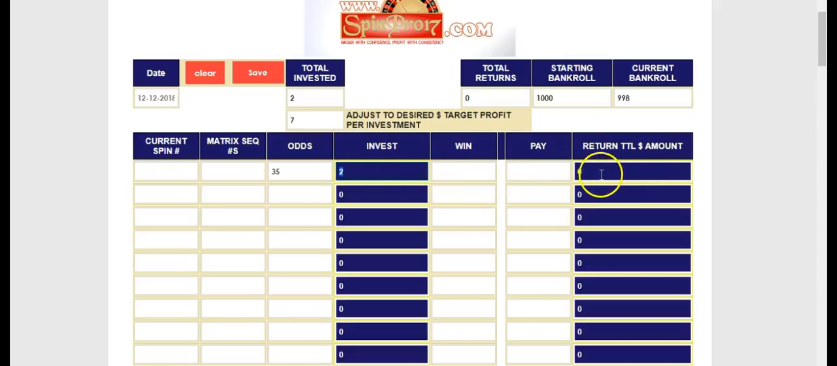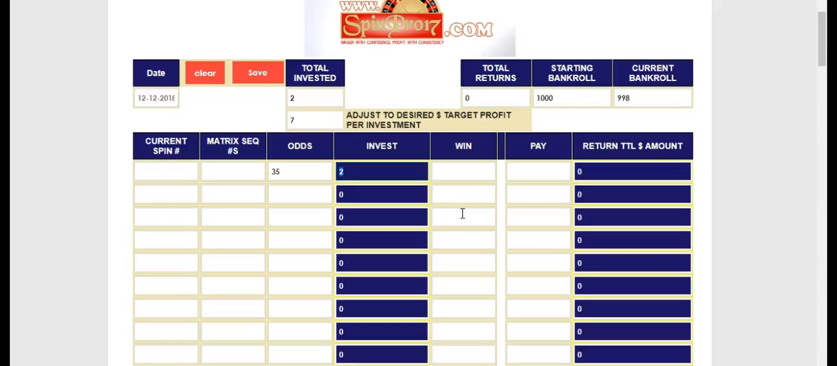Now, when you have a hit, you will put your total amount in the return column. Now, this I want to make very clear to the entire world. Yes, you can make $50, $100, $200 per hour easily. However, the whole idea behind our strategies is to keep you off the wheel as quickly as possible.